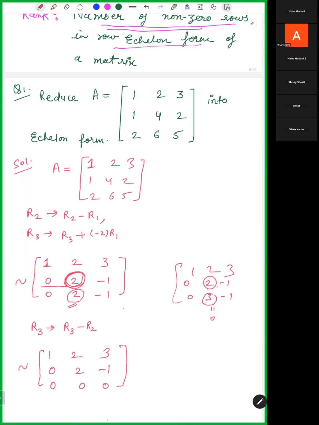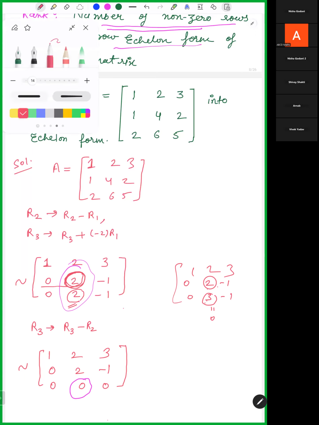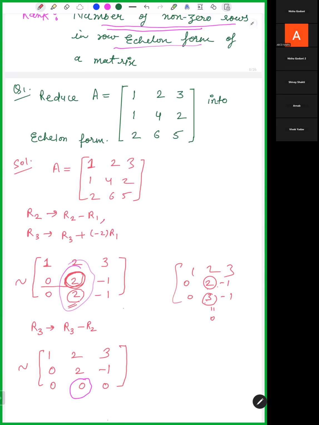But in this case, we have the same number, 2 and 2, so we could make the 2 in the third row a 0 very easily. So in this way you can do it. Now you can see that this matrix is converted into row echelon form. Why row echelon form? You can see that the number of zeros is increasing, and the row having all zeros is lying at the bottom of the matrix.